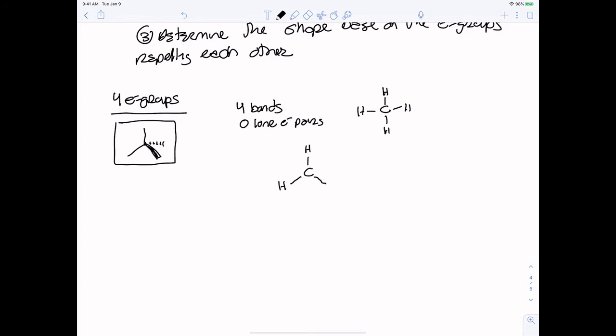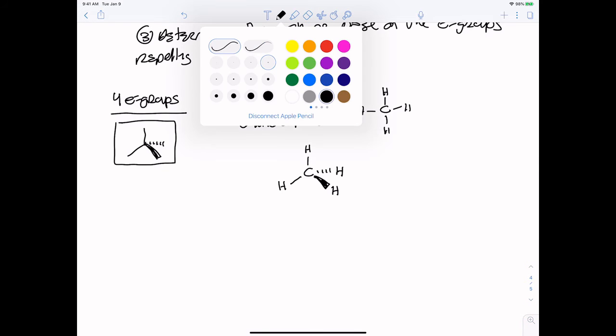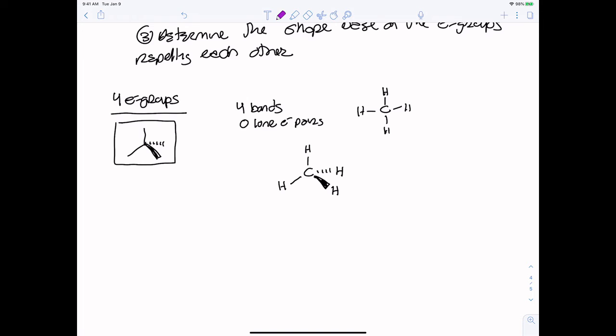And then I'm going to have a wedge. So this is coming out at you. And then this dash means it's going back behind. So that would be my VSEPR shape, my molecular geometry for CH4. The name of it is tetrahedral. If you were to connect all those bonds, it forms a tetrahedron, the geometric figure. And my bond angle is 109.5 degrees. So all of them are 109.5.